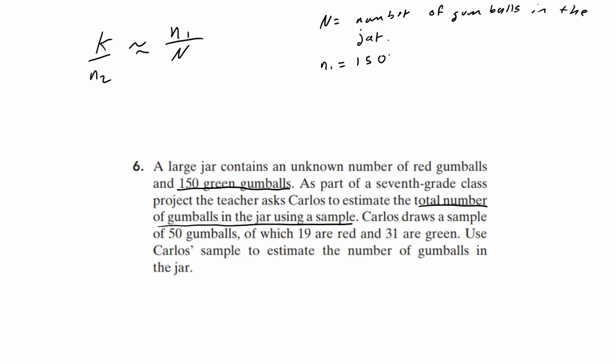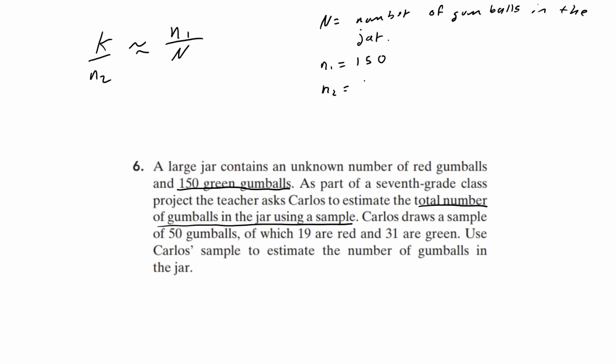A large jar containing an unknown number of red gumballs and 150 green gumballs. So these will be the tagged. This is the total. Okay. And then we can set up our proportion. In our sample, we had 31 green gumballs out of 50 gumballs. So then Carlos draws a sample of 50 gumballs.